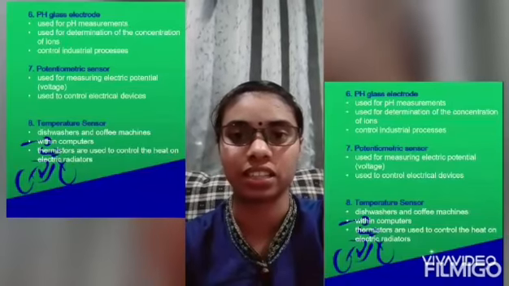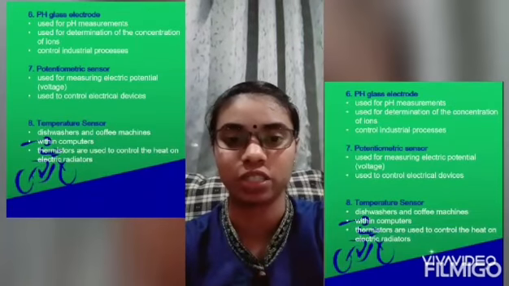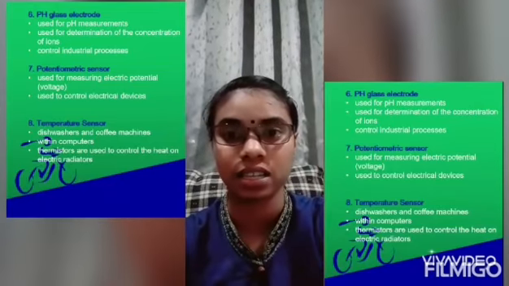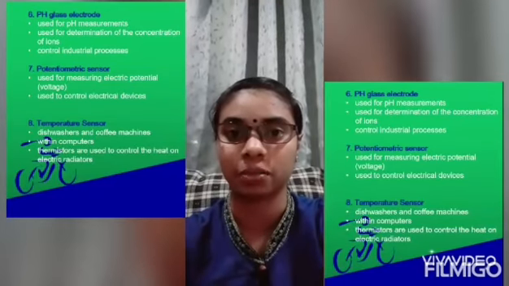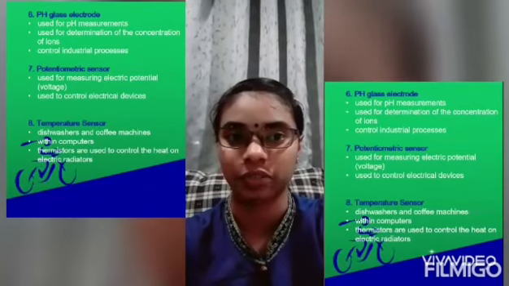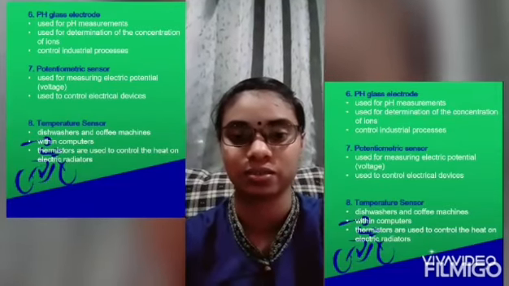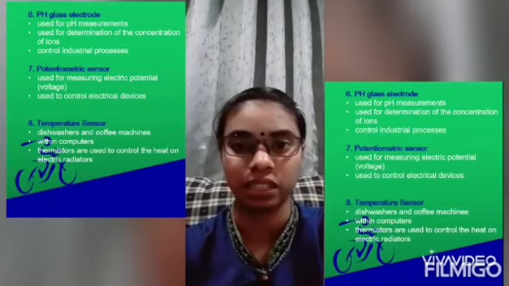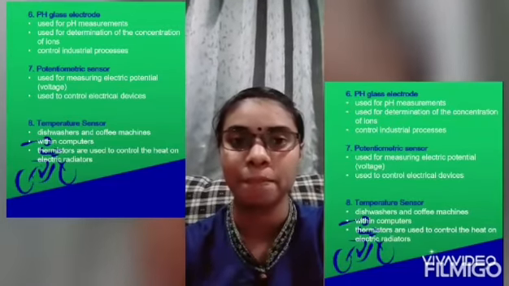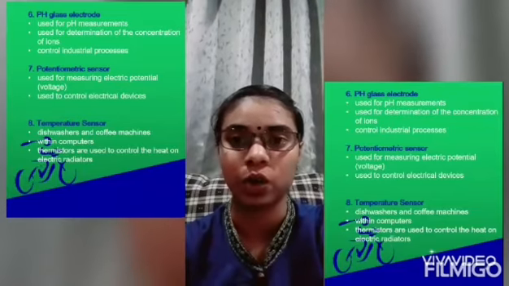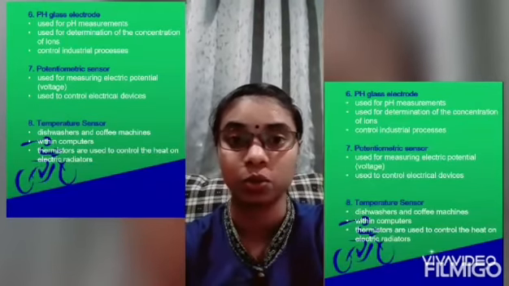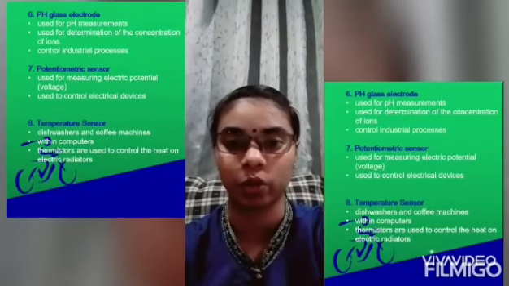The pH glass electrode are commonly used for pH measurements. There are also specialized ion-sensitive glass electrodes used for determination of the concentration of ions. Glass electrodes have been used to control industrial processes. A potentiometer is essentially used for measuring electric potential. Potentiometers are commonly used to control electrical devices such as volume controls on audio equipment.